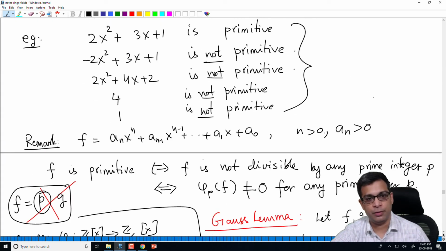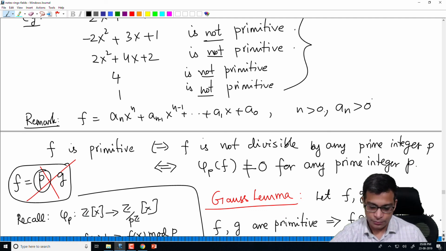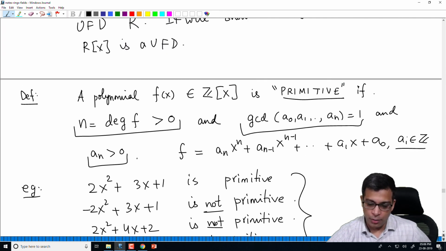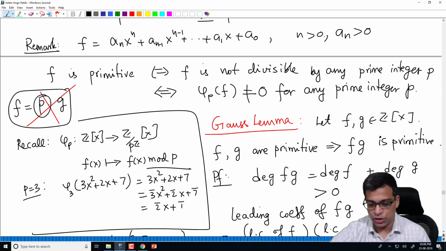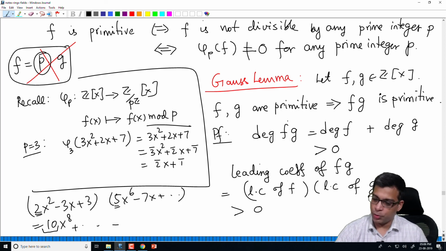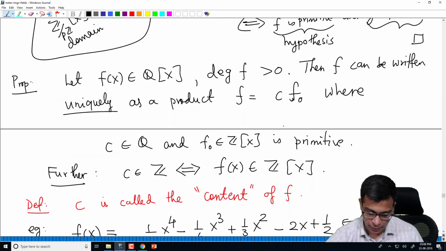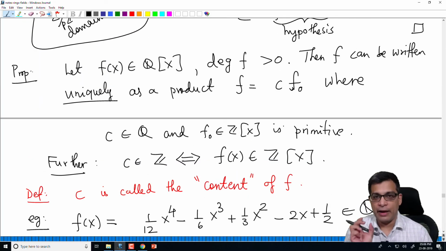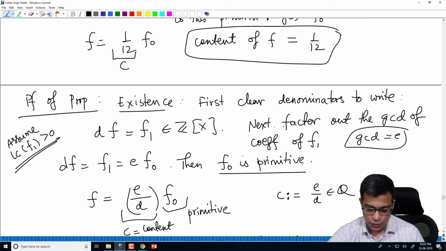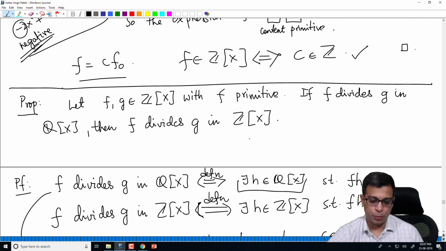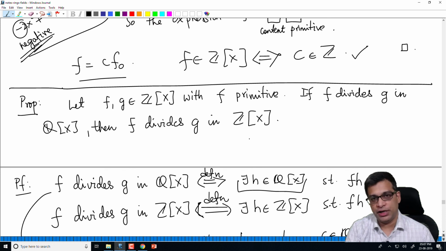So we want to show that irreducible elements in Z[x] are prime. In order to do that, we defined primitive polynomials, which are by definition integer polynomials. We proved Gauss's lemma, which says that the product of two primitive polynomials is primitive. Using Gauss's lemma, our important observation is that every rational polynomial can be written as a rational number times a primitive polynomial, and that is a unique expression. Once we have that, we are able to prove this crucial observation: if you have two integer polynomials f and g, and f is primitive, and f divides g in Q[x], then f divides g in Z[x].